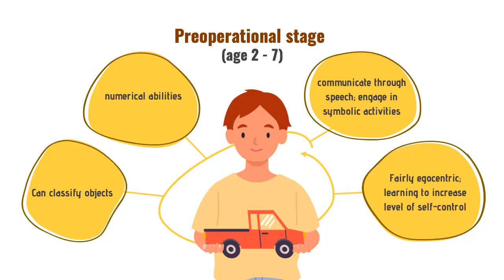They can also classify different types of shapes into different categories. The child is also able to learn about shapes and colors, and in this stage they are fairly egocentric, very self-centric. They learn to increase their self-control as well, and to behave in public areas. This is where the child experiences the pre-operational stage, which can normally be observed within this age range.